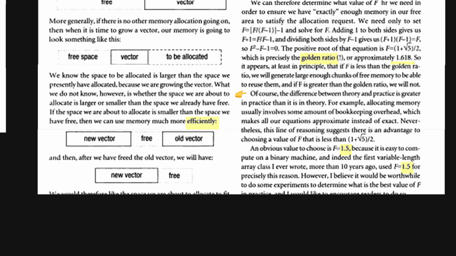Of course, the difference between practice and theory is greater in practice than it is in theory. For example, allocating memory usually involves some amount of bookkeeping overhead, which makes all of our equations approximate instead of exact. Nevertheless, this line of reasoning suggests that there is an advantage to choosing a value of f less than (1 + √5)/2. That's the golden ratio, by the way. An obvious value to choose is f = 1.5, because it's easy to compute on a binary machine, and indeed the first variable length array class I ever wrote, more than 10 years ago, used f = 1.5 for precisely this reason. However, I believe it would be worthwhile to do some experiments to determine the best value of f in practice, and I would like to encourage readers to do so.